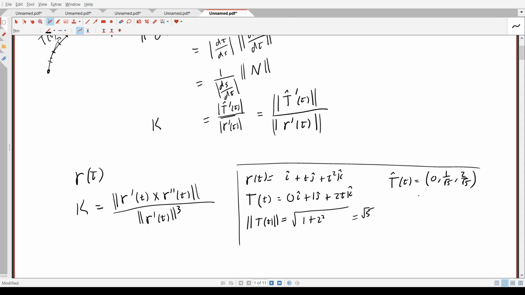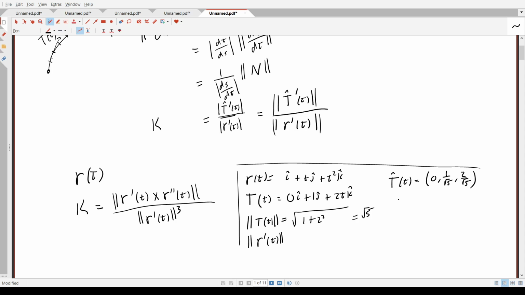Okay, so now for this I want the derivative of that. Oh, and real quick here, this is the norm of T, right? That's the same as the norm of r prime of t, right? Because the tangent vector is the same as just r prime, right? That's what we did. We took the derivative.